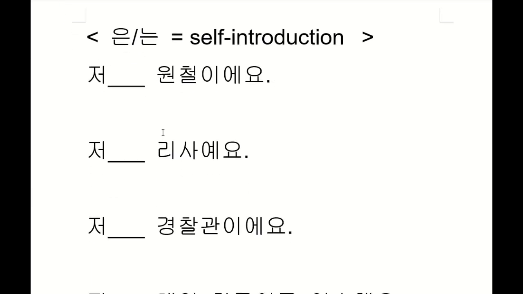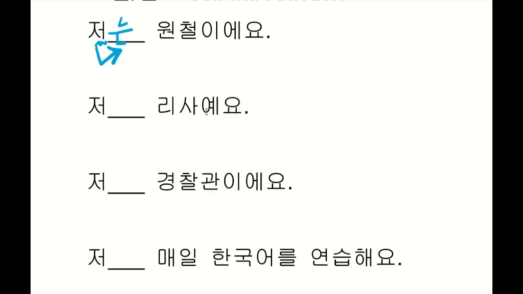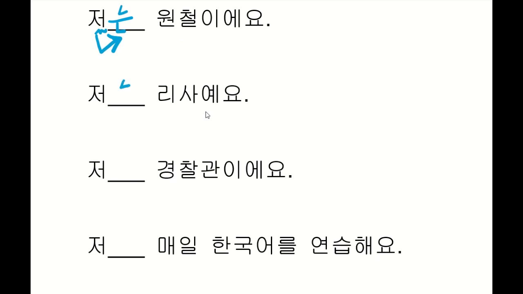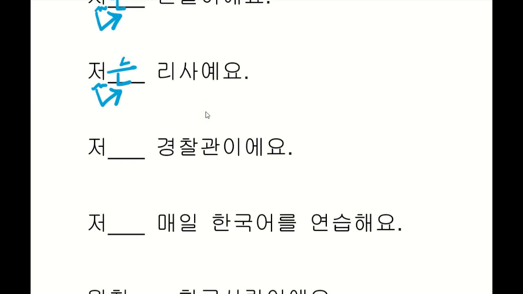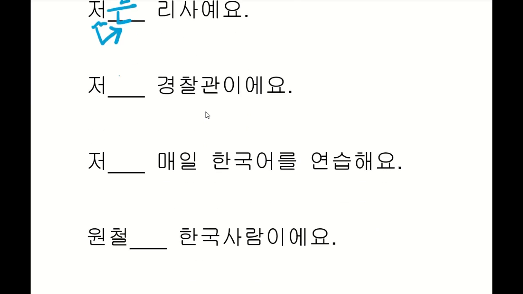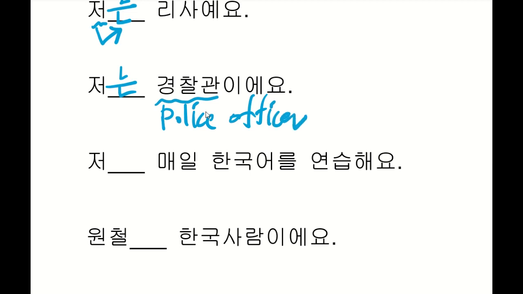Okay, so let's have a look at more examples. 은는, self introduction. 저는 원철이에요. It's of course 는, right? Introduction and it ends with a vowel. 는. 저는 리사예요. Ends with a vowel. Self introduction. 는. 저는 경찰관이에요. 경찰관 is police officer. 저는 경찰관이에요. I am a police officer. Also 저는.